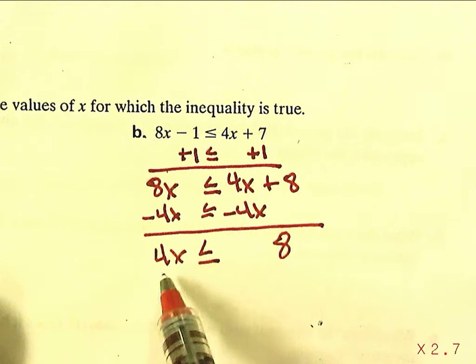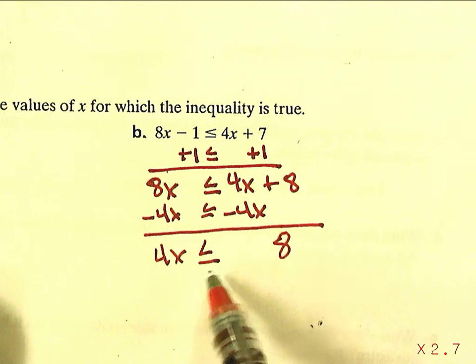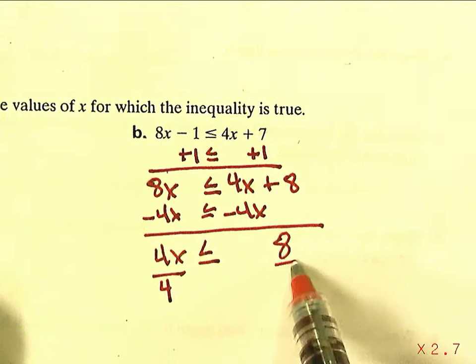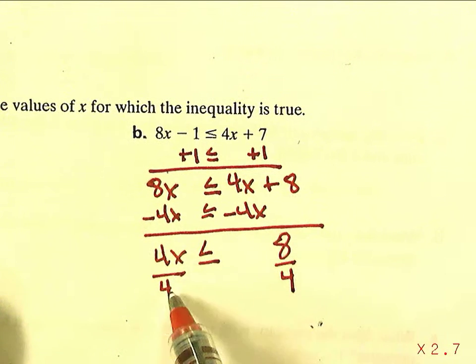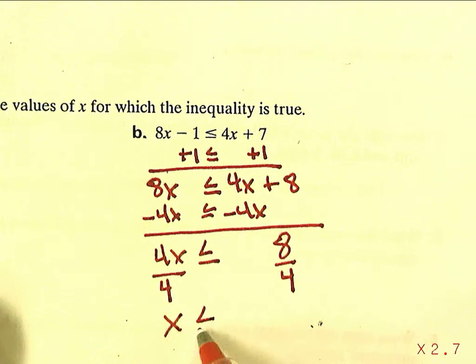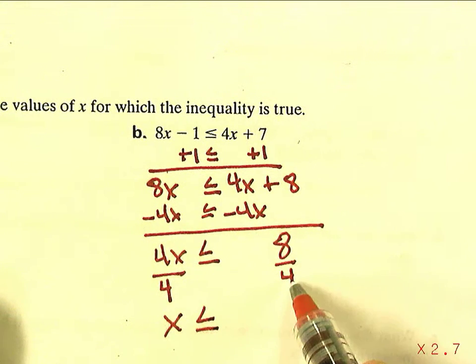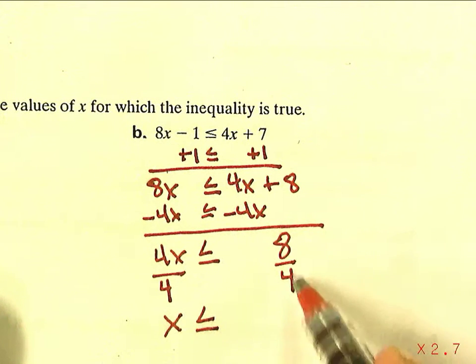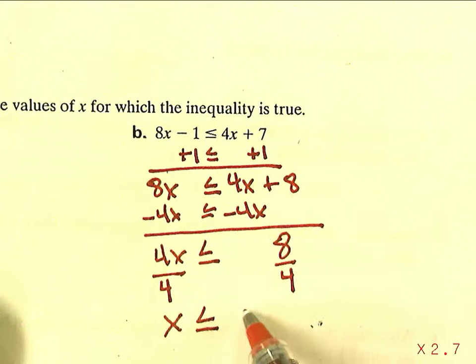So now I have 4 times x is less than or equal to 8. And so if I divide both sides by 4, 4 divided by 4 is 1. 1 times x is x. And it says x is less than or equal to 8 divided by 4, 8 fourths. Again, it's a fraction, but we can reduce it, or we can divide. 8 divided by 4 is equal to 2. And so now there's the solution I was looking for. x is less than or equal to 2.